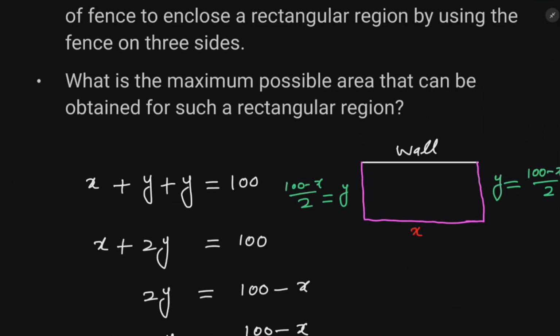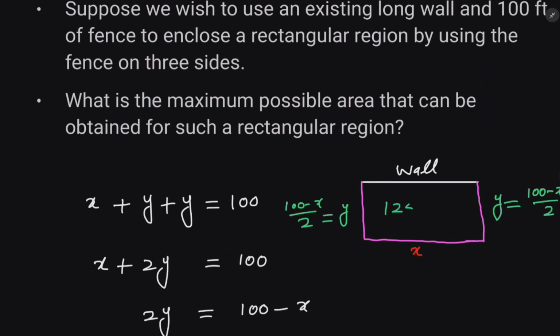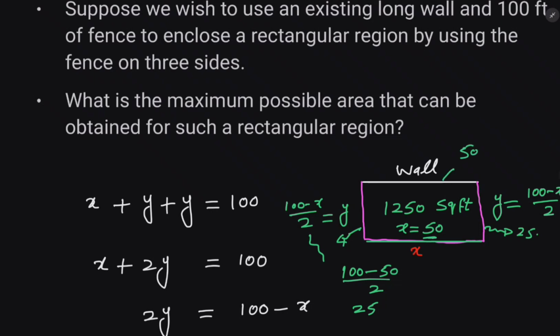So the maximum area you can get is 1250 square feet when x is equal to 50. So this length will be 50, and this length will be (100 minus 50) divided by 2, so this will be 25. This side is 25 and this side is 25. If this is 50, then this will also be 50. So that's how you get the maximum area.